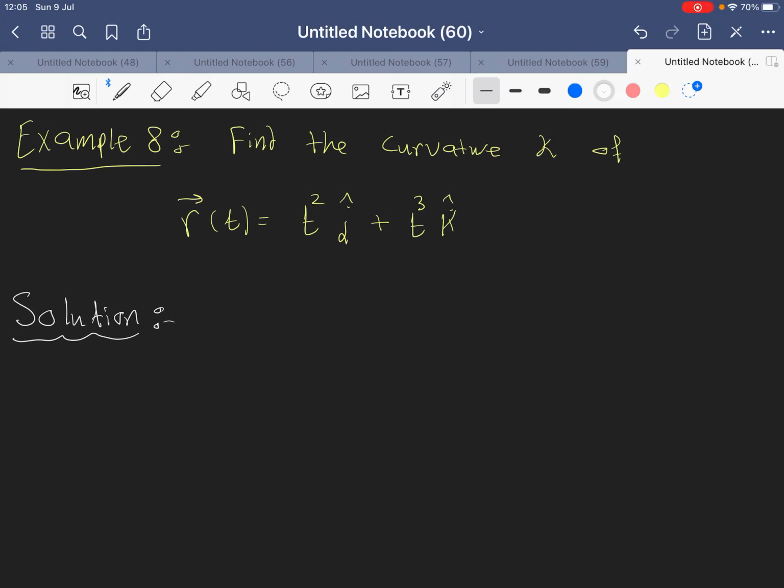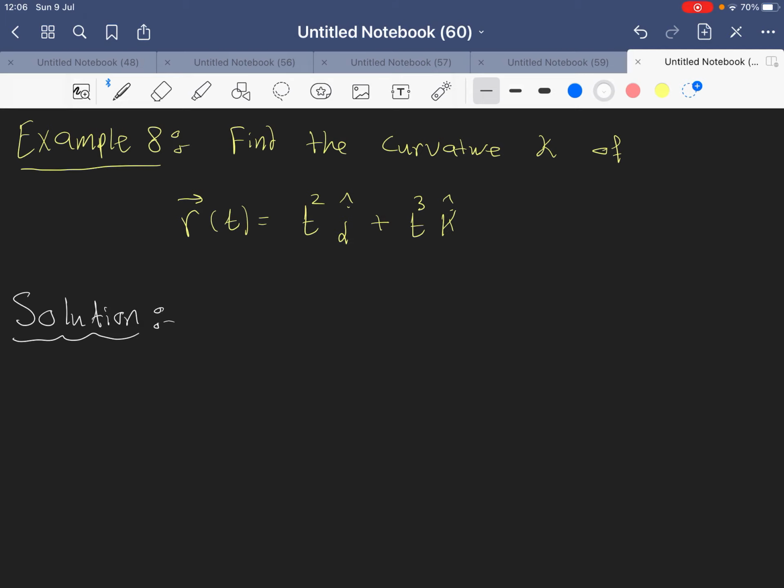Welcome back, student, to this part where we need to find the curvature of vector-valued functions. So we start with example 8. In example 8, the question is we need to find the curvature using the formula for the curvature for the vector-valued function r of t equals t squared j plus t cubed k.